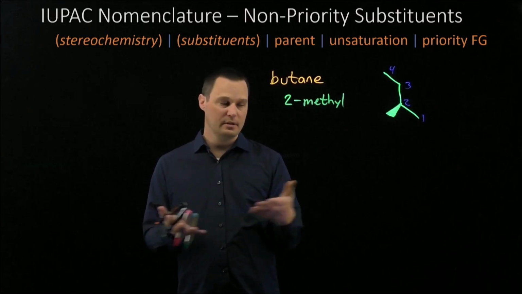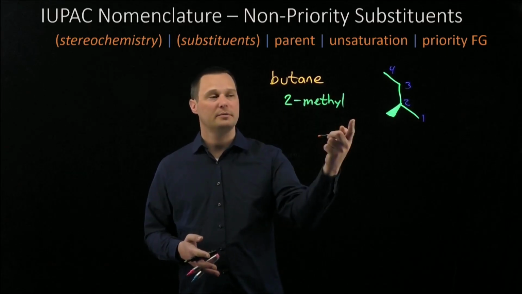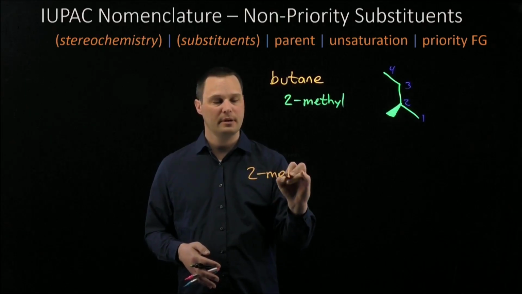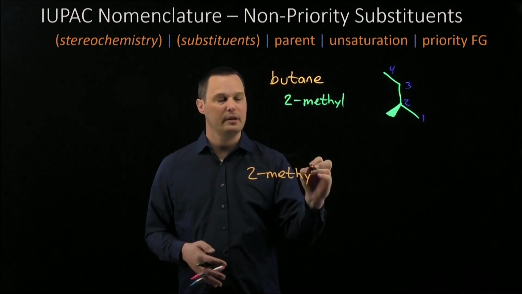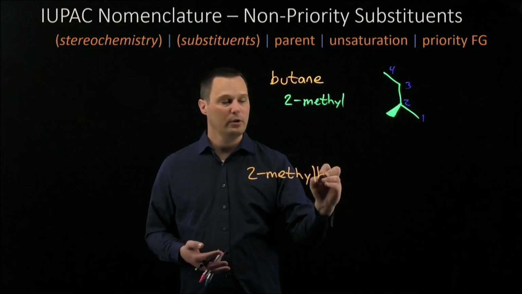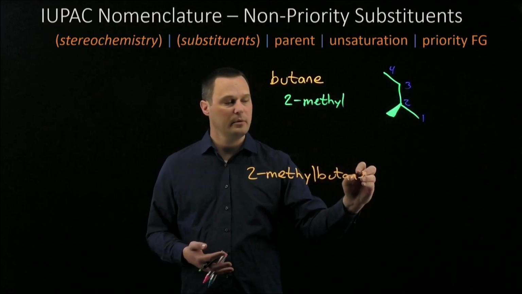Our next step is to name the molecule. We'll start with all the substituents in alphabetical order. We only have 1 substituent, so we'll start with 2-methyl, separating the number from the letter with the hyphen. At the end of our substituent, we do not include a space or a second word. We go right into the name of the parent hydrocarbon, which is butane.